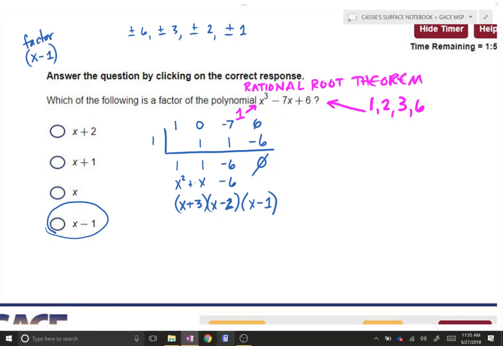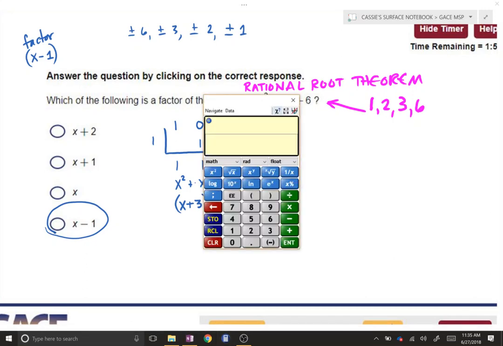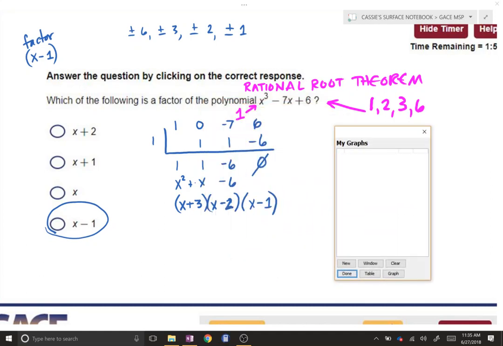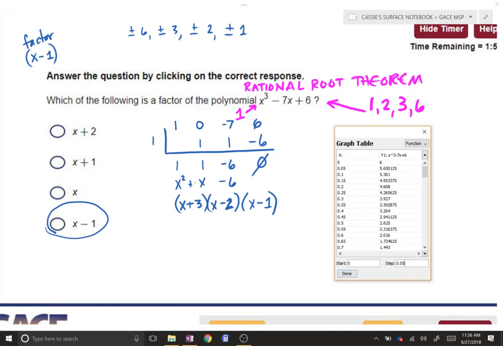But I do want to show you very quickly, you probably could have, and probably should, just for time's sake, put this in your calculator. I just felt it was incumbent upon me to show you the theory behind it. If you enter that equation, you can find the roots a couple of ways. Roots happen where y is 0, so you could go to the table and look for where y's are 0. And remember, we've always got to change that step.